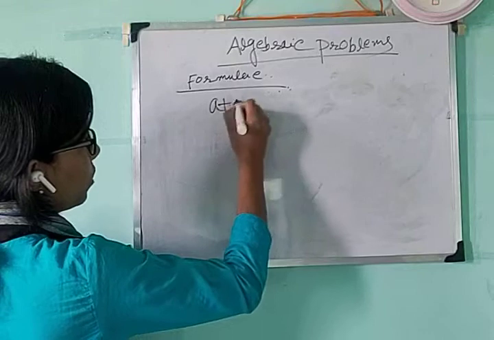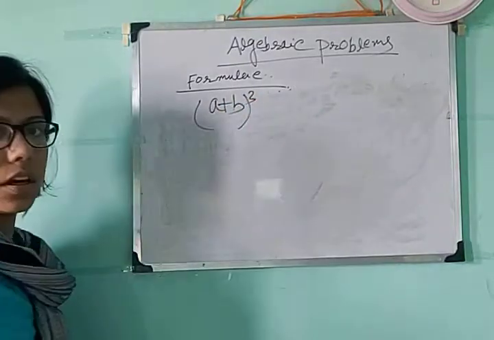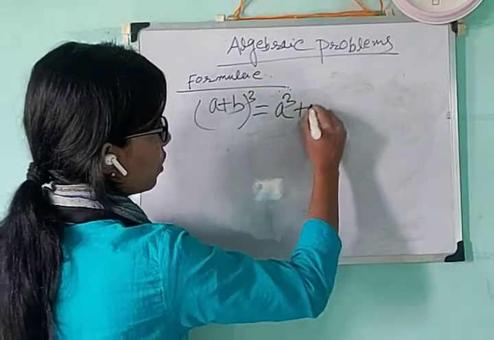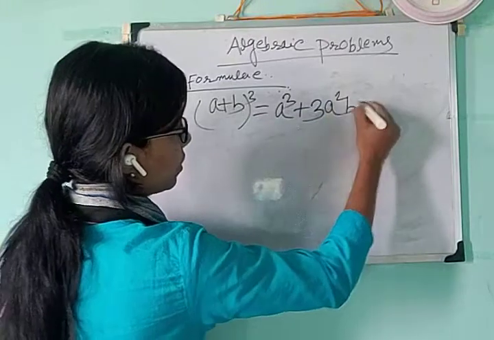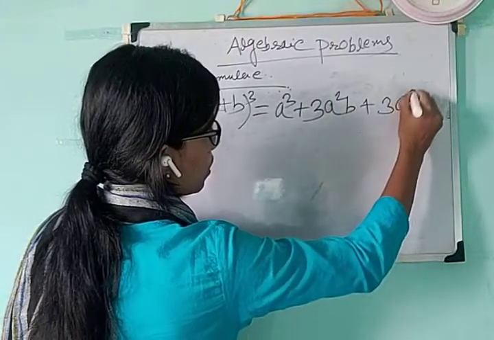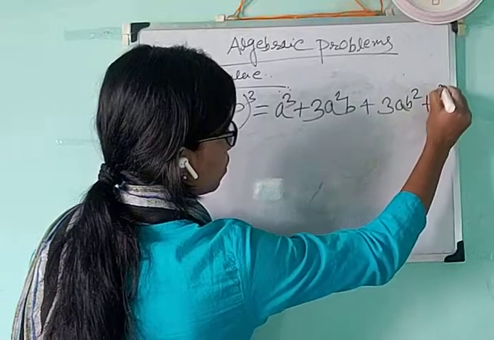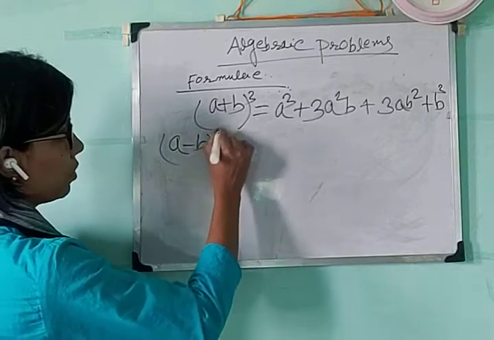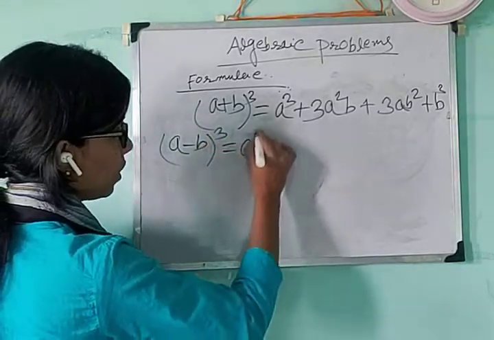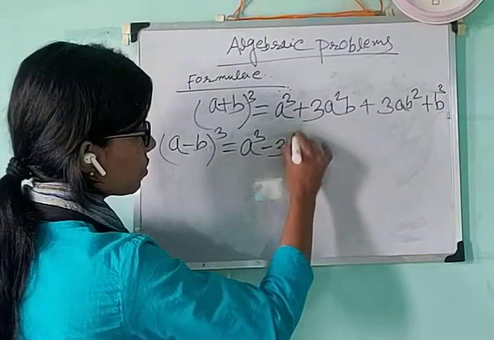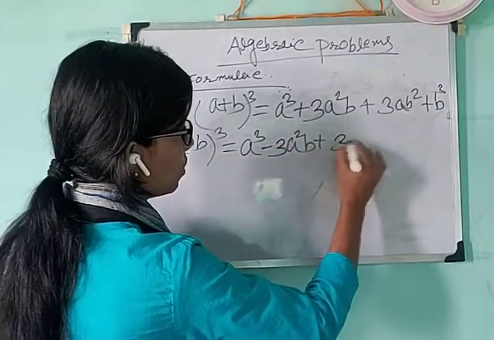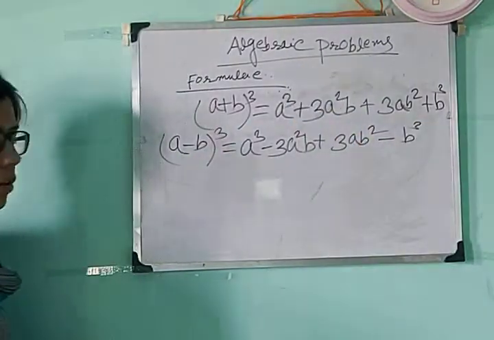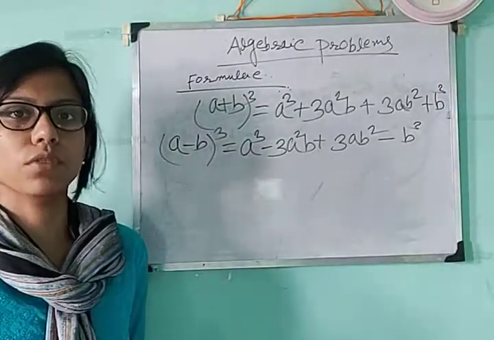So the first cube formula is a plus b whole cube. We can write it as a cube plus 3a square b plus 3ab square plus b cube. And for a minus b whole cube, we can write a cube minus 3a square b plus 3ab square minus b cube. These are the two formulas of a plus b whole cube and a minus b whole cube.